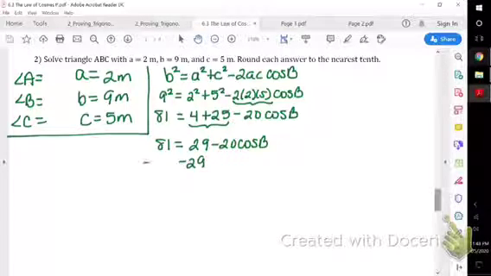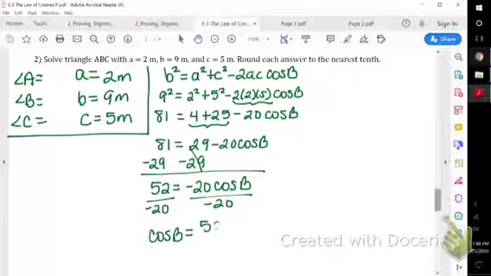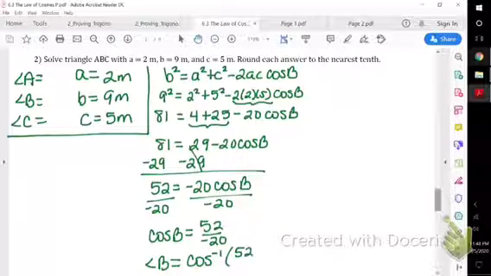So let's subtract the 29. And so when I do that, I get 52 equals negative 20 cosine of B. Divide by the negative 20. And so I have cosine of B is equal to 52 over negative 20. And so remember, when we're looking for an angle, we're going to do the inverse. So angle B is equal to the inverse cosine of 52 over negative 20.